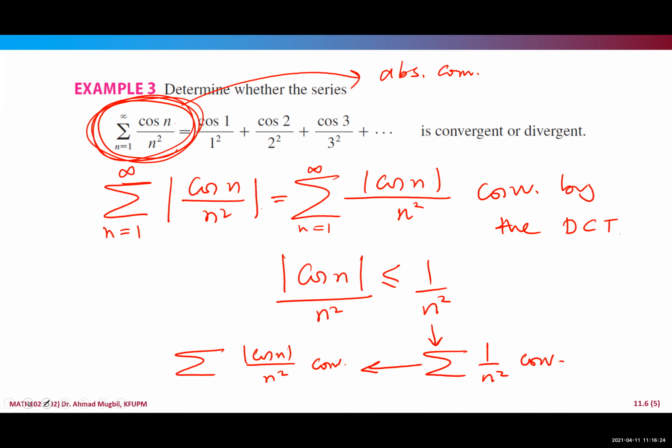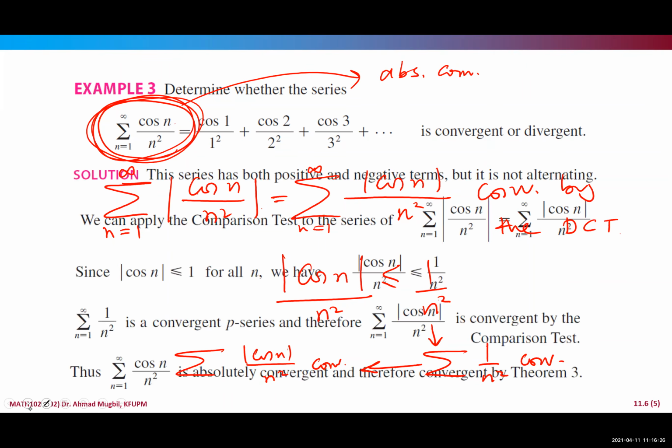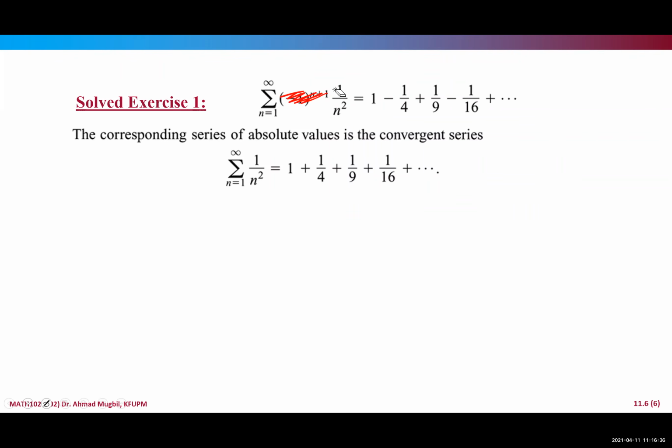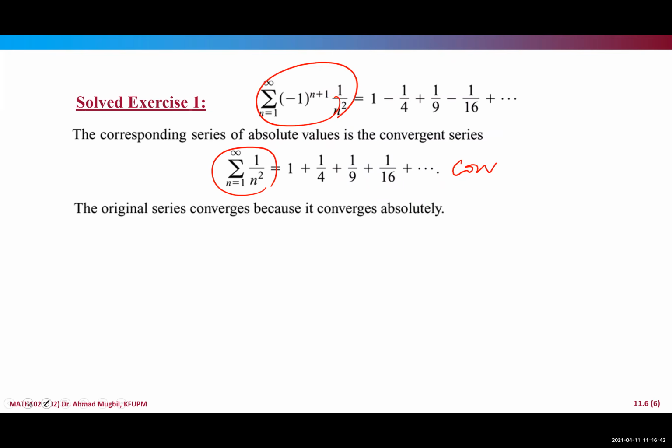Great, guys. So here we are. Let's take another. This is a solved exercise, I'll leave it for you, Shabab. Again, you will take the absolute value. When you take the absolute value, you will forget about this. So if you take the series of the absolute values, you will have this one, and this one is convergent. So this one is absolutely convergent.